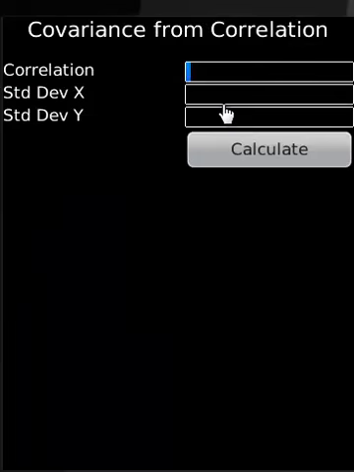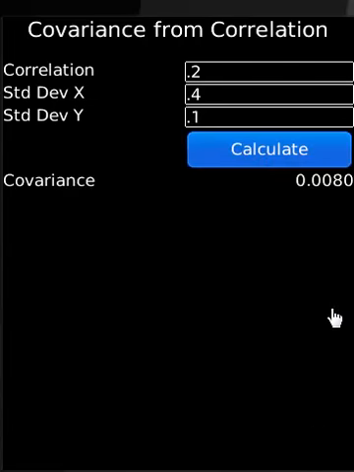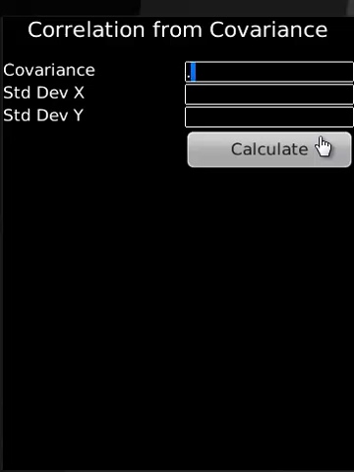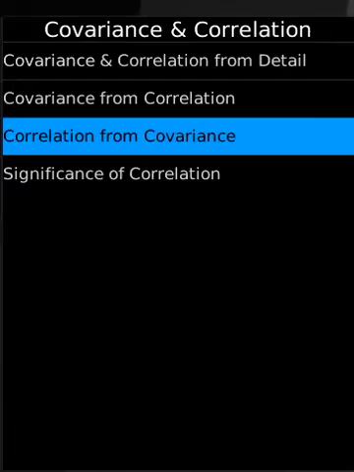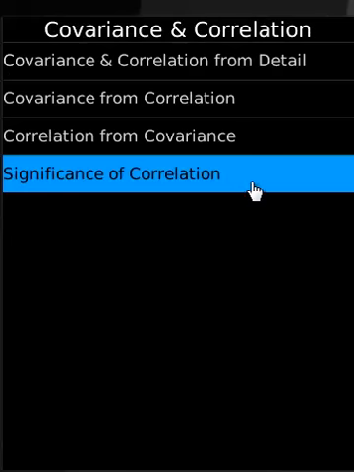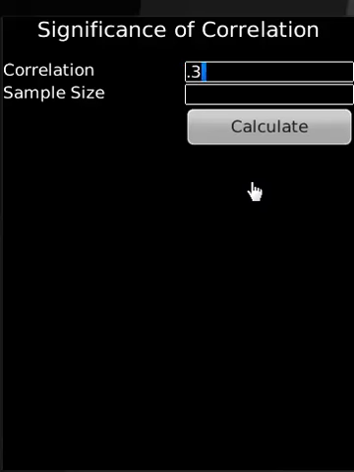So next is covariance from correlation. So correlation and the standard deviations, we enter standard deviation and we find the covariance. So now correlation from covariance, 0.2, 0.5. So now this is the correlation. Significance of correlation, 0.2 and 5.